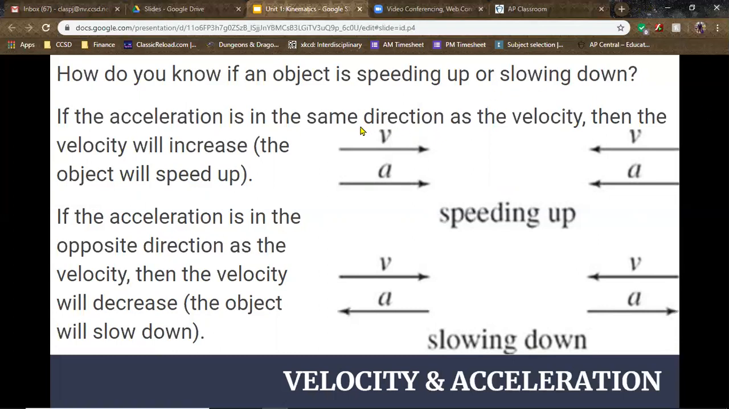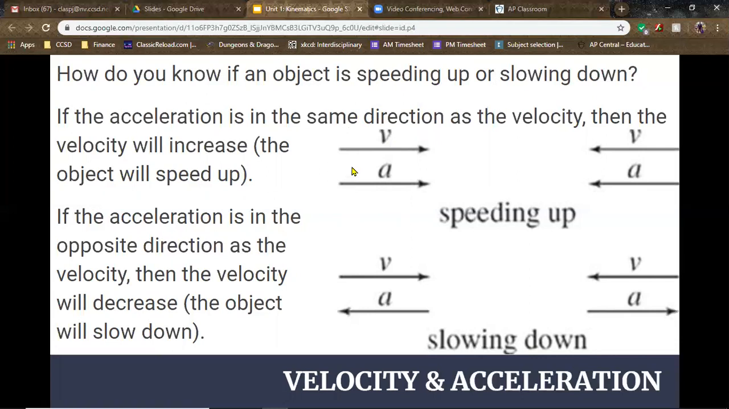So right here, we have our velocity going to the right, positive direction, positive x direction. Right here, we have our acceleration to the right, so positive x direction. Because they're both going in the same direction, an object that experiences this would be speeding up. Its velocity would increase.